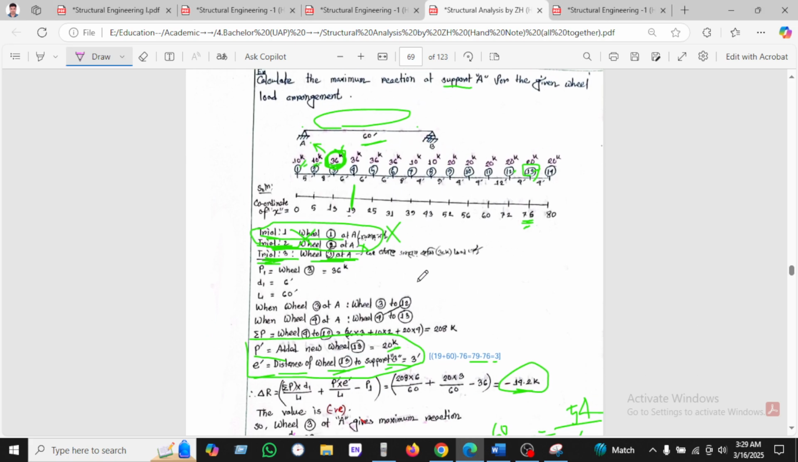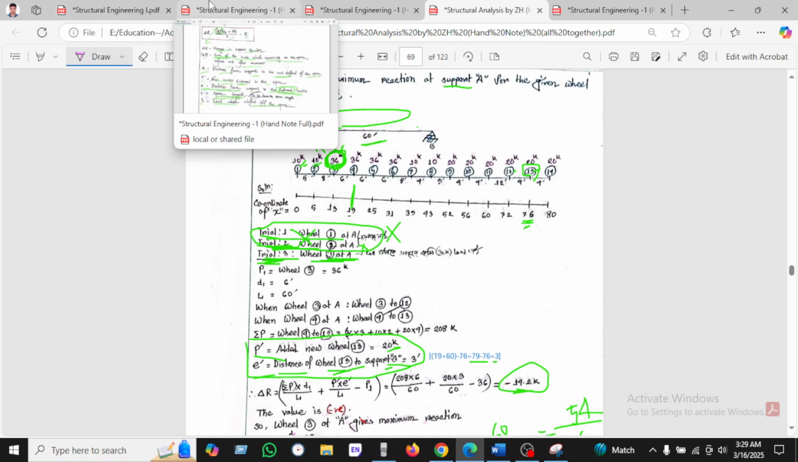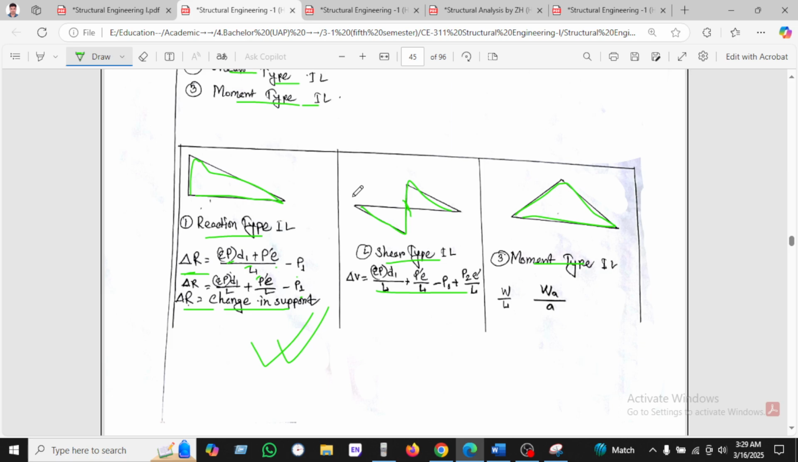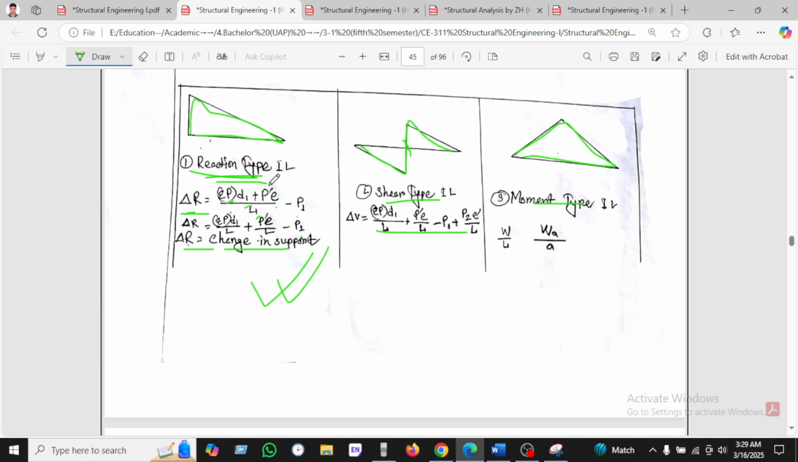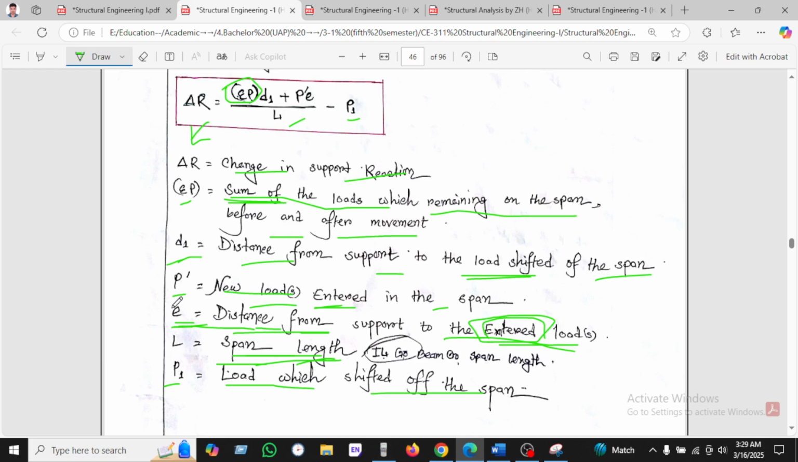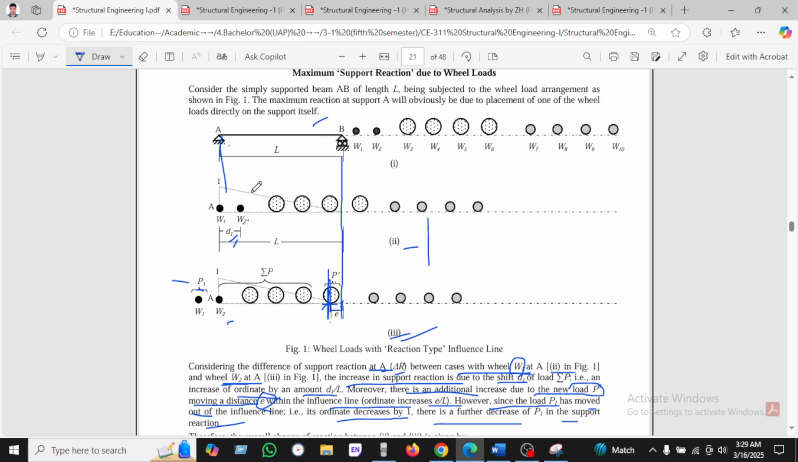Okay, so I'm just giving a summary here. At first, there are 3 types of moment. I'm taking the reaction here that we can calculate with a new function. So the most important thing is how to calculate new P and E. You can see here how we will get it. This is P prime, and this is E. The new load, new wheel is added, and P prime is the new load distance to the last support. If you understand this, then you can calculate easily.